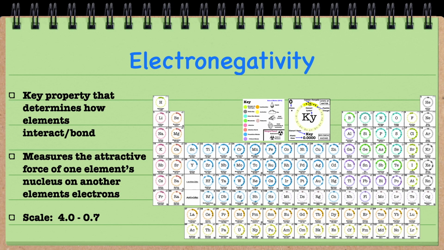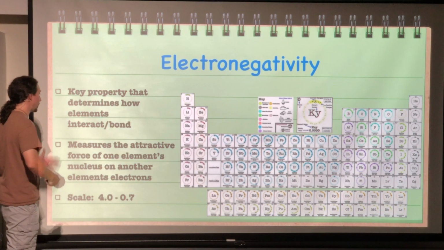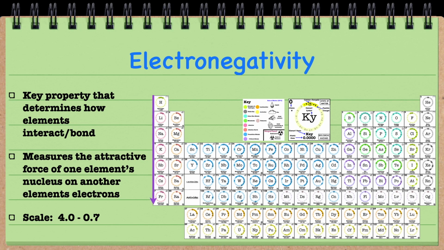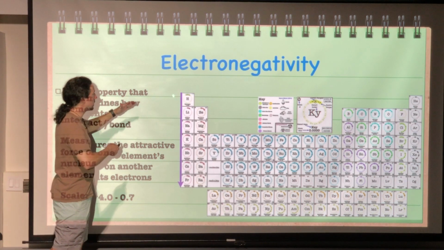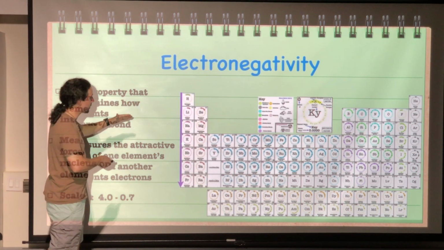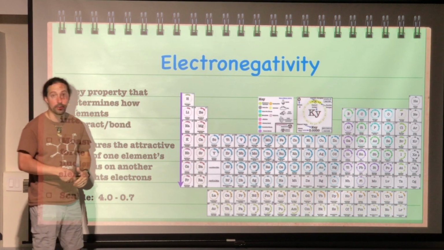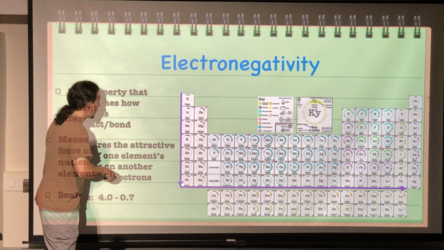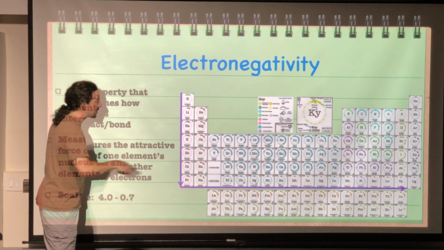Now, the periodic table is arranged in a really cool way where we can actually look at a trend upon the periodic table with electronegativities. Here's how it works out. As we go down the periodic table, the electronegativity decreases. So the electronegativity is going to get smaller and smaller as we go down. And as we go across the period, it increases. So the electronegativity increases as we go across the periodic table.